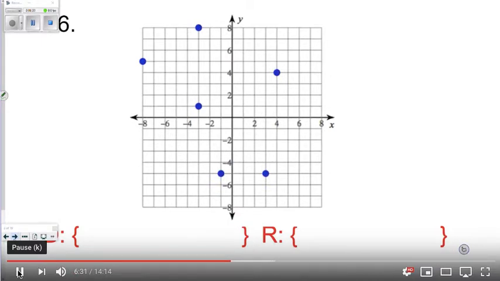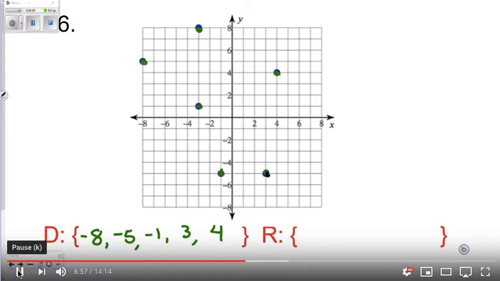We're going to do the same thing for number 6. For the domain, our x values, we're going to start on the left side of the graph and work our way to the right. We have an x value at -8. We have two x values at -3. And I wrote -5. Make sure you change that to -3. And then you have one at -1, 3, and then finally 4.